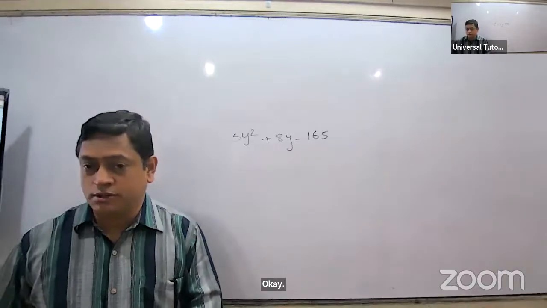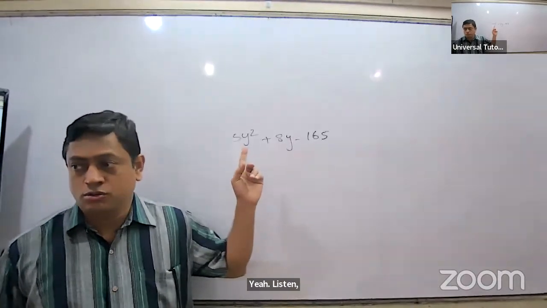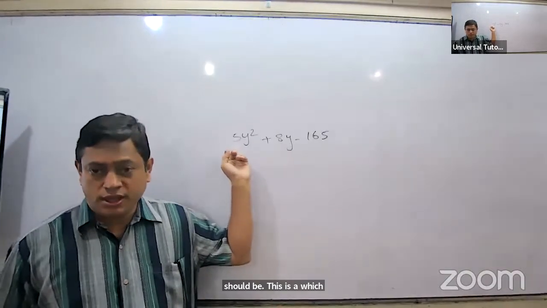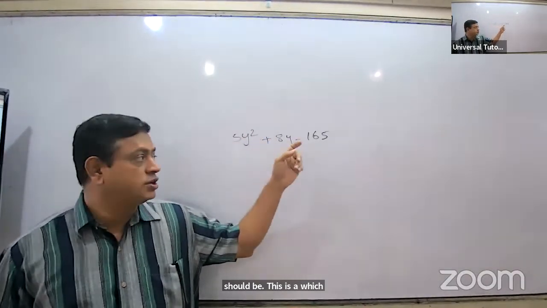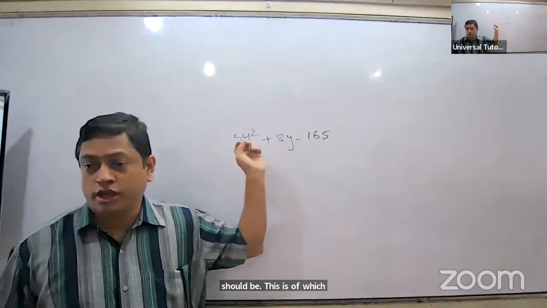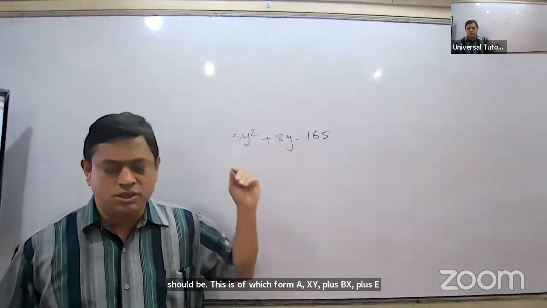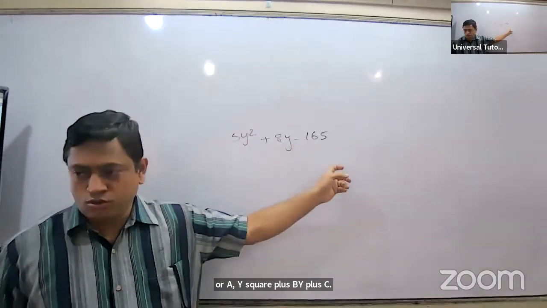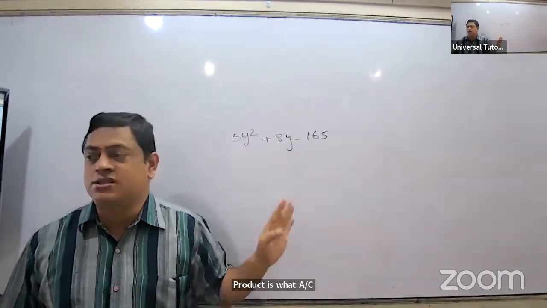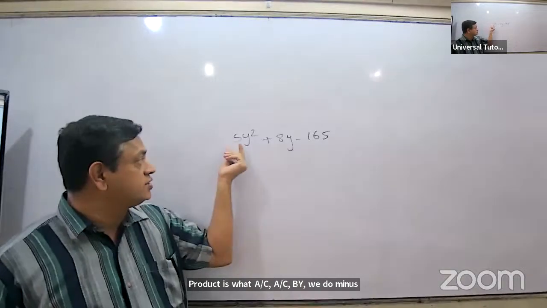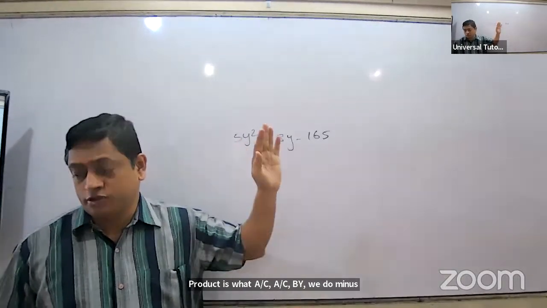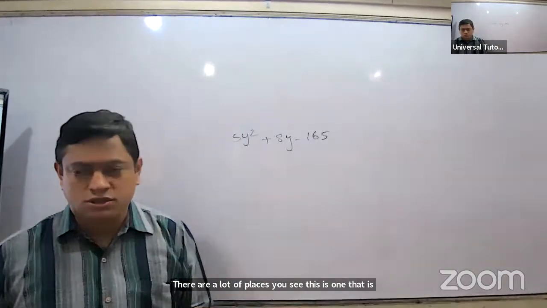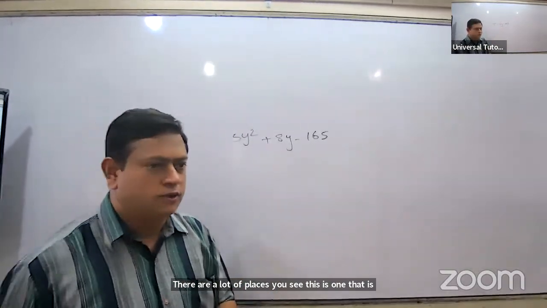Listen, splitting the middle term. What you have to do? Product should be... This is of which form? A x square plus b x plus c, or a y square plus by plus c. Product is what? AC. AC means 5 into minus 165. Always that one. Quite a lot of places you will see this as 1. Okay. So product is equal to 5 into minus 165. What are the factors you got?